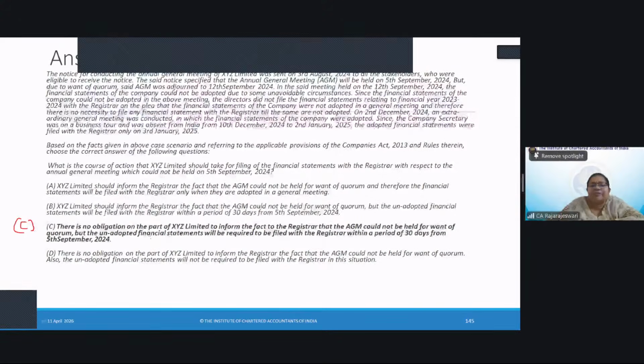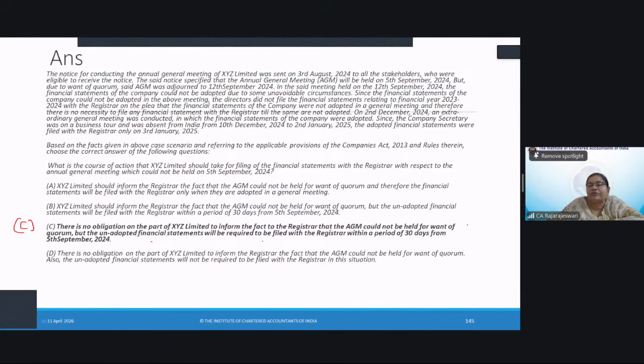But the unadopted financial statements will be required to be filed with the registrar within a period of 30 days. So you have not adopted it, but that is the accounts of the company, right? The AGM could not be held. They have not adopted the accounts, but accounts should be filed with the registrar. What is accounts? That is the balance sheet, P&L. If there is a cash flow statement that will be there, then notes on accounts, the director's report, auditor's report.